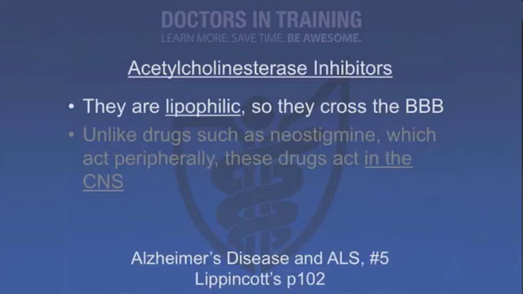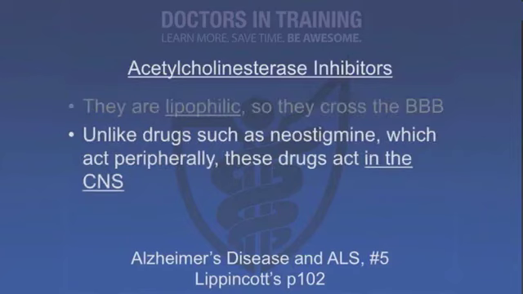These drugs are more active in the CNS than they are peripherally. They're lipophilic, so they cross the blood-brain barrier. Unlike the acetylcholinesterase inhibitors that we saw in the treatment of myasthenia gravis, such as neostigmine, those act just peripherally. These drugs we're talking about today are lipophilic. They're going to cross the blood-brain barrier and act in the CNS. They do cause a modest reduction in the rate of loss of cognitive function in patients with Alzheimer's disease.